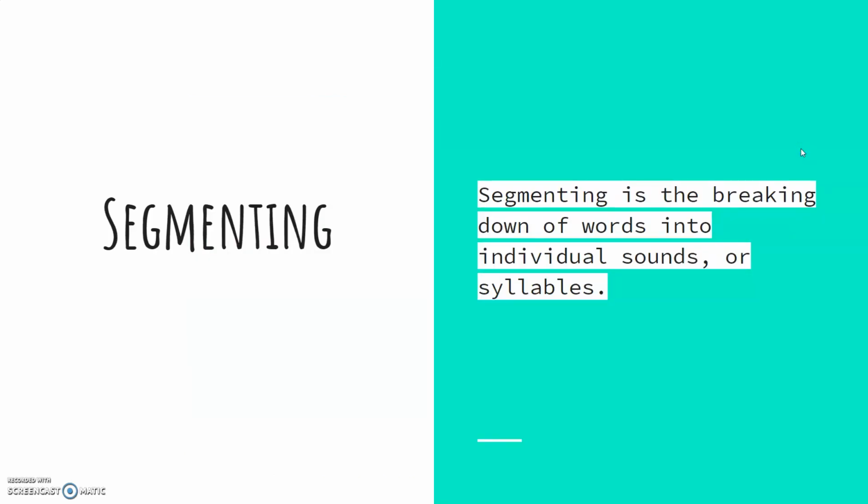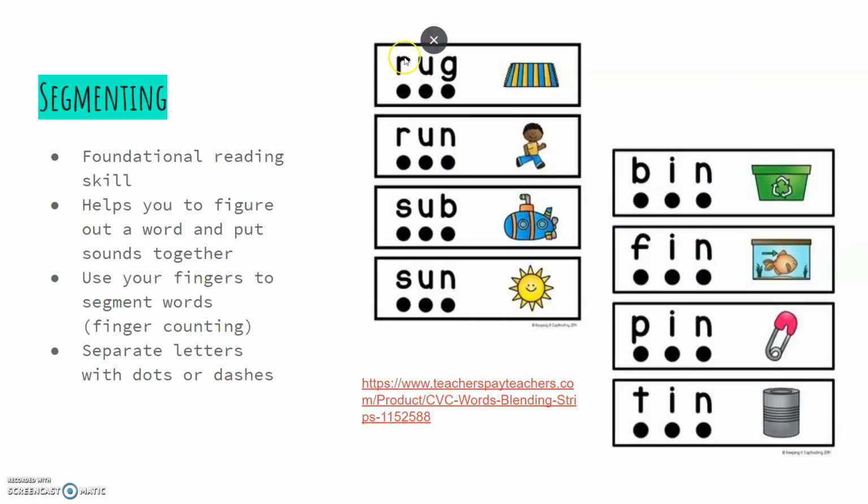Let's first start with segmenting skills. When you segment a CVC word, you break it down into individual sounds or syllables. For example, r, a, g, r, a, n, and s, a, b are all examples of segmenting. This foundational reading skill helps you to figure out a word and put sounds together.